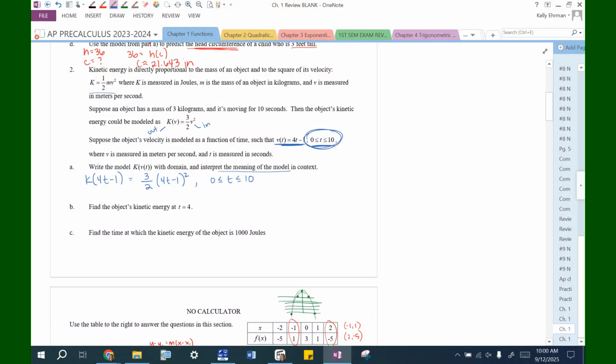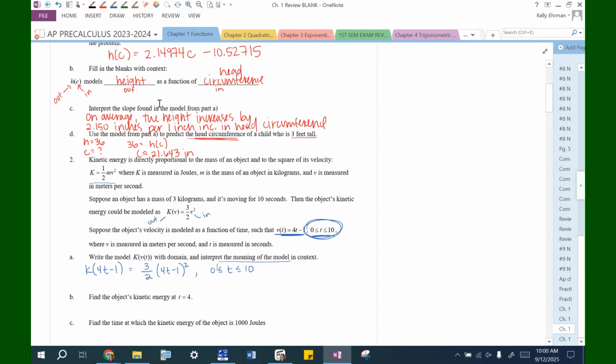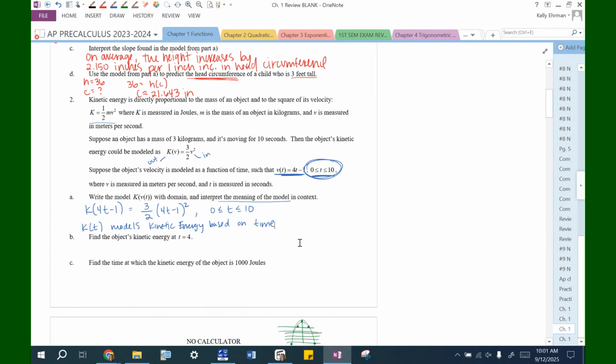Interpret the meaning in context. Use the same script as we did up here. Okay, so K of t, I know it says 4t minus 1 here. That's just to get you to evaluate here. So in general, K of t models what? Kinetic energy. Based on what is t? Time. And I don't have to say any more than that. It's time, like past, I guess, or time that this object has been moving. But you can just say based on time.